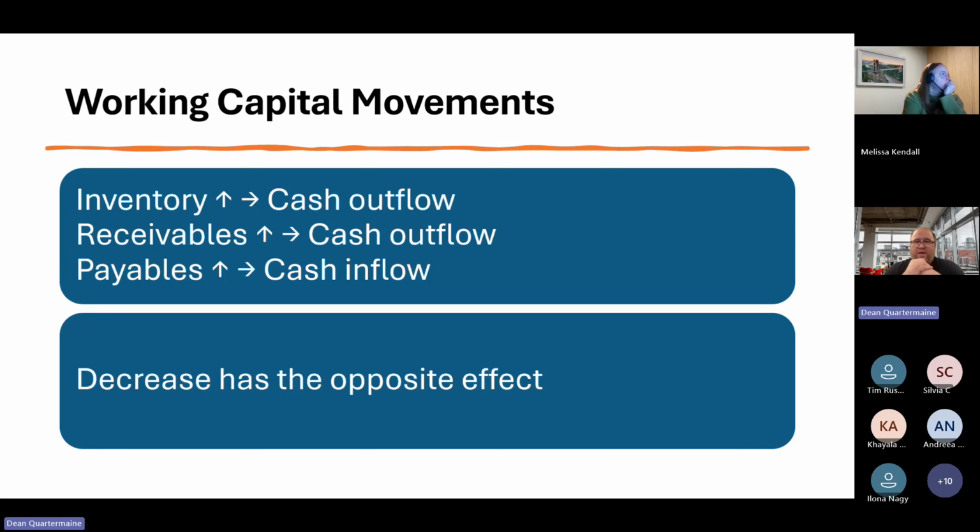Then when we look at working capital movements, they reflect the changes, don't they, in the cash that's tied up in that working capital. So what we've got on this slide, almost showing you what happens with increases in various items.